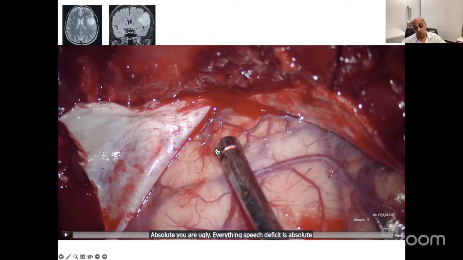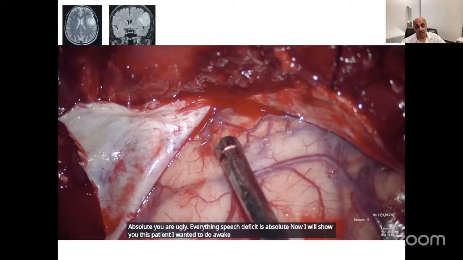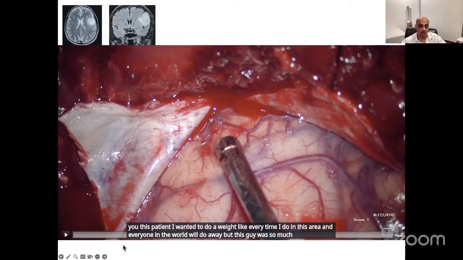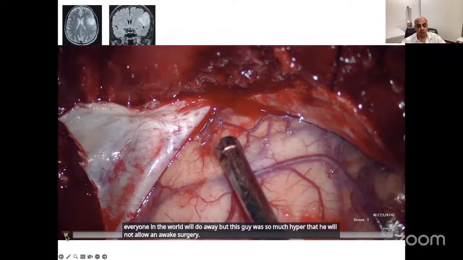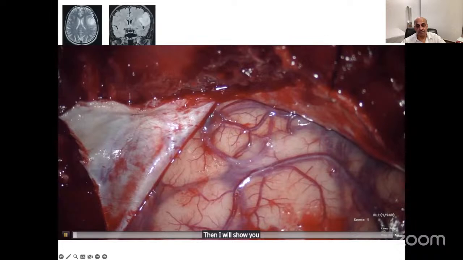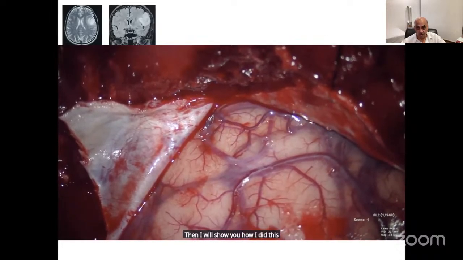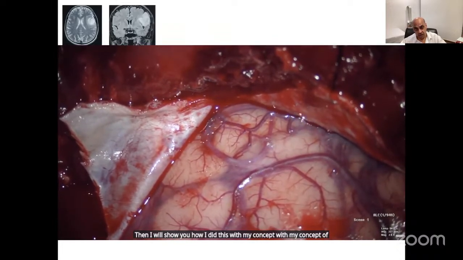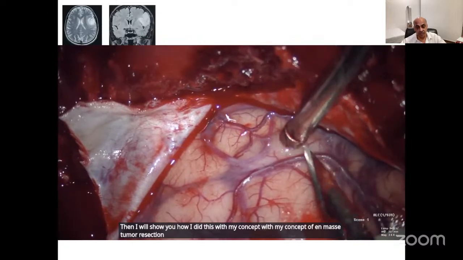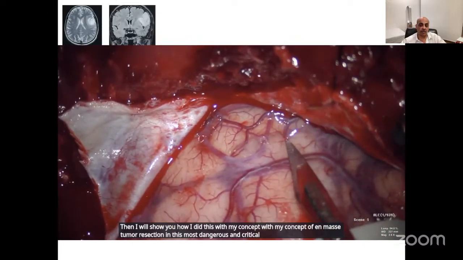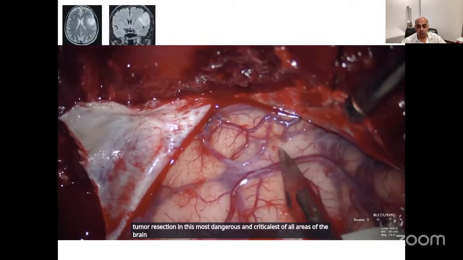Now I will show you this patient. I wanted to do an awake surgery, like every time I do in this area, and everyone in the world would do awake. But this guy was so hyper that he would not allow an awake surgery. And I will show you how I did this with my concept of en masse tumor resection in this most dangerous and critical of all areas of the brain, and that is Broca's area.